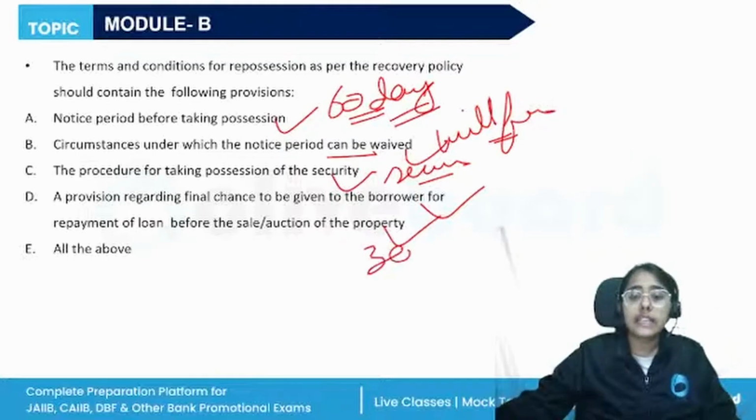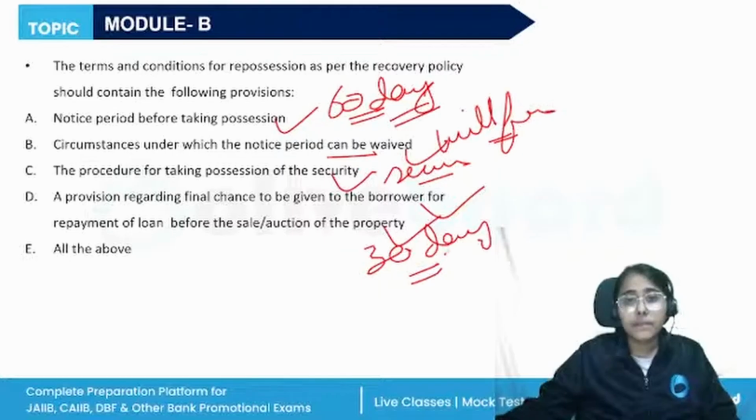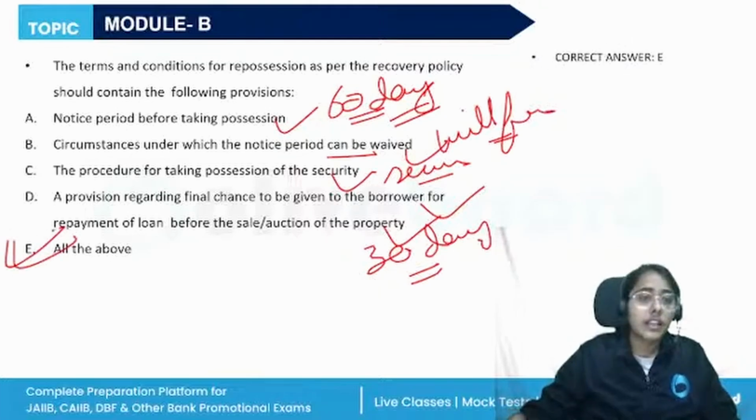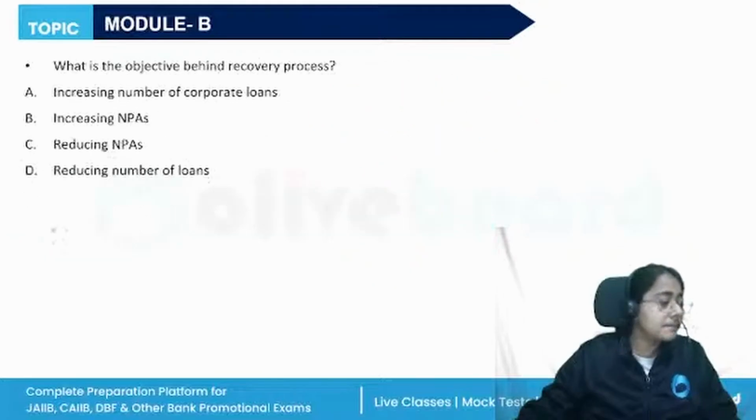So 30 days' notice is given before the sale or auction, and if the borrower makes the due payments before that, the property will be given back to them. So all of the above are the conditions for the repossession.